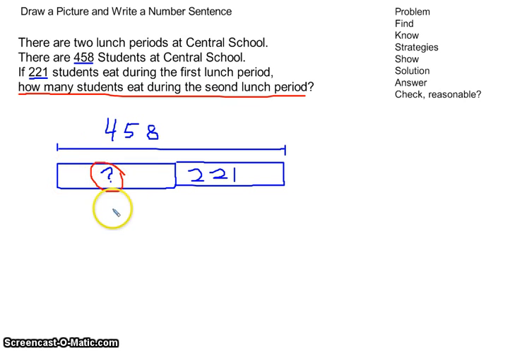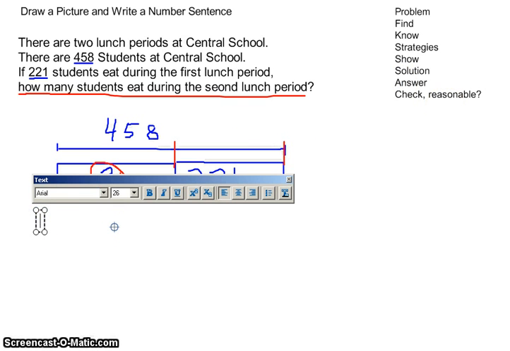Now this is where I come up with my number sentence. And for this, my number sentence is, if you look here, you have 458. Well, if I just took this part and got rid of it, it's like I'm erasing 221, or I'm subtracting. So my number sentence will be 458 minus 221. And we'll put an equal sign in there and put a question mark because we don't know yet.